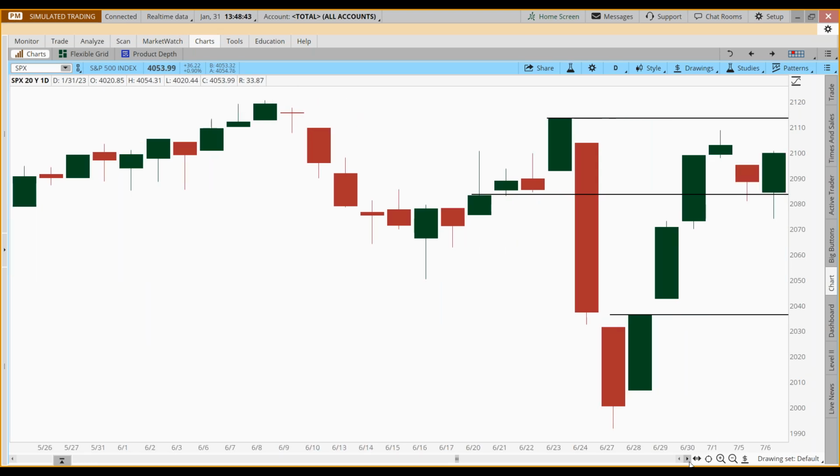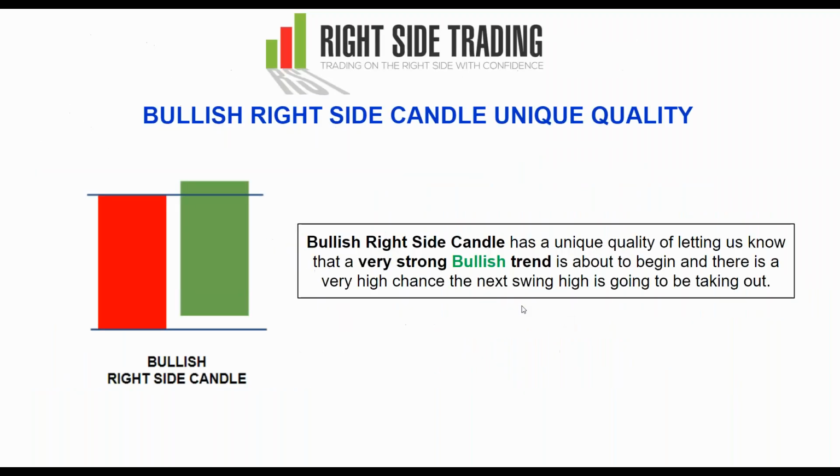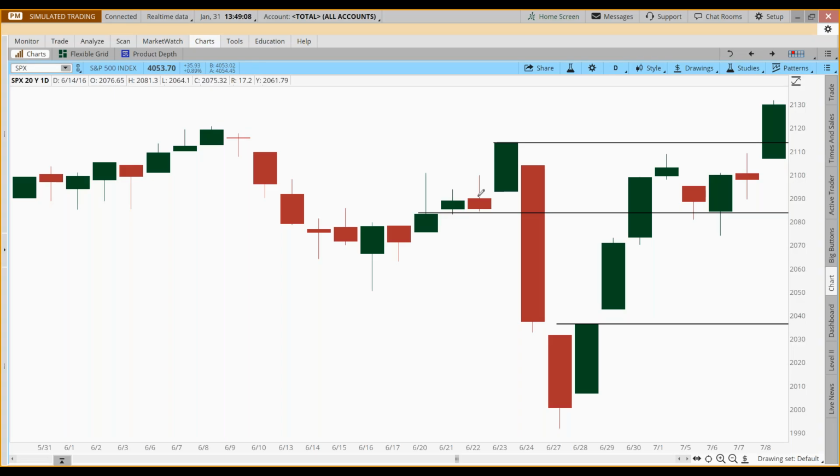Boom, boom, boom, boom, boom, boom. Did it not make it to that level? This, ladies and gentlemen, is what I mean when I say one unique characteristic about the right side candle that I don't know any other candlestick has is that there's a very high chance the swing high is going to be taken out. Just knowing that information alone, even if you waited to the end of the day and bought it here at 2070 and knew that it's going to 2110, how can that help you with your trading going forward?